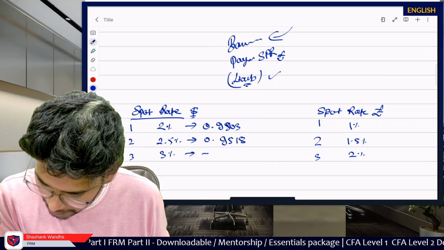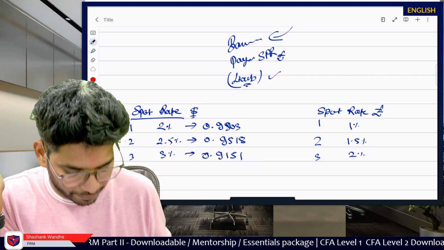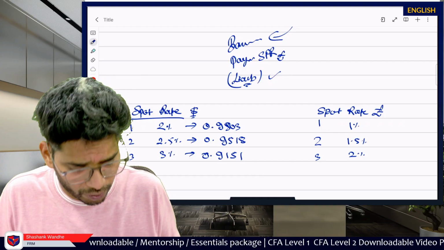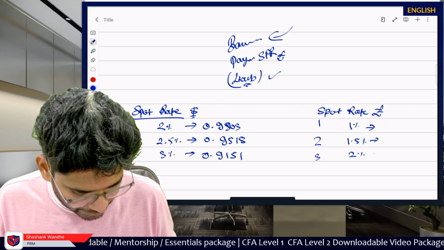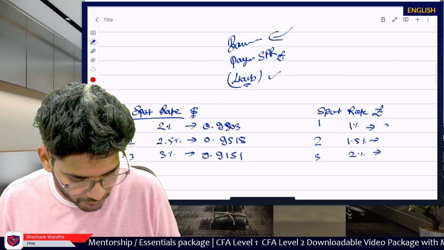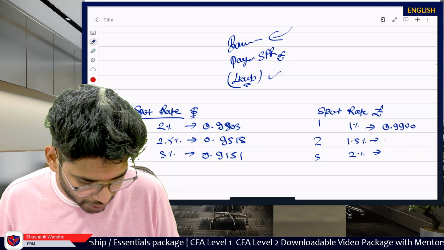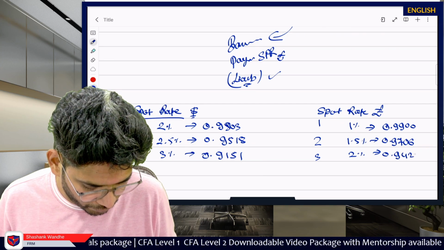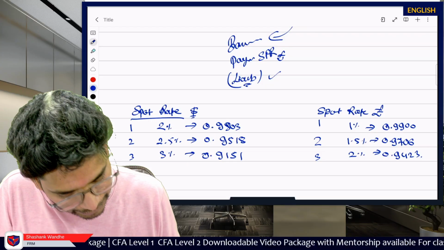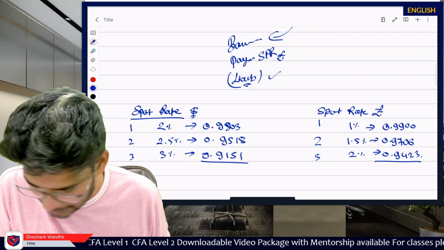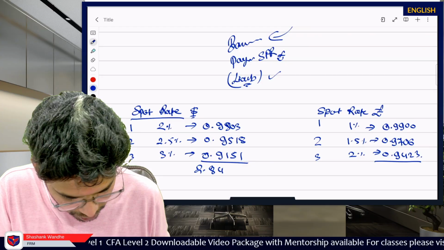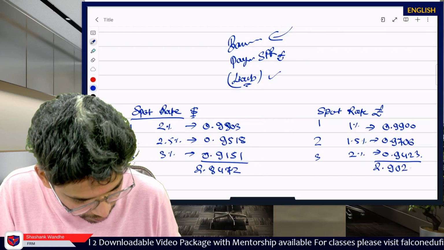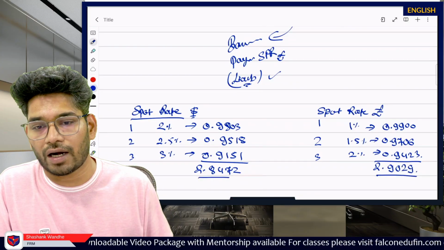0.9518, and this is 0.9151. In case you haven't watched my interest rate swap video, make sure you watch it. It is also available on the YouTube. And then here we have 0.9900, 0.9706, and 0.9423. Okay, and the total is 2.8472, and here the total is 2.9029. These are the totals for the discount rates.